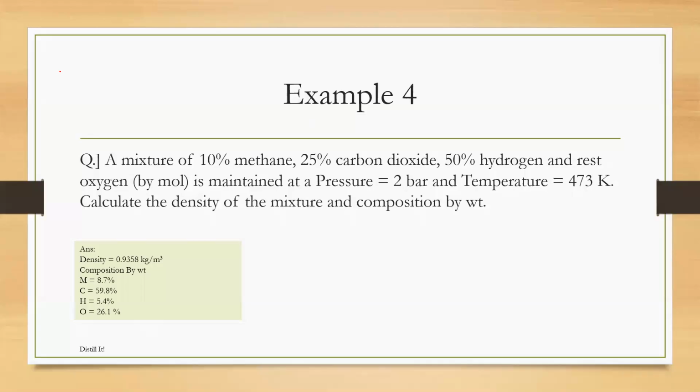First, let's read the problem. A mixture of 10% methane, 25% carbon dioxide, 50% hydrogen, and rest oxygen by mole is maintained at a pressure of 2 bar and temperature of 473 Kelvin. Calculate the density of the mixture and composition by weight. So let's do this problem. We have to calculate composition by weight. That means we need to do the conversion from mole percent to weight percent. And we also need to calculate the density of the mixture.